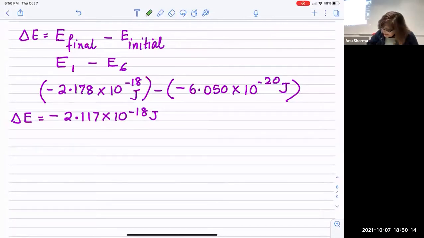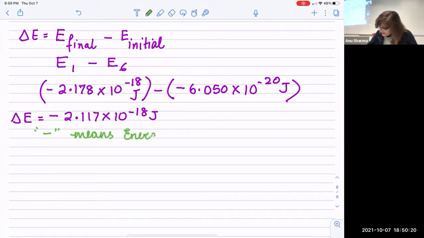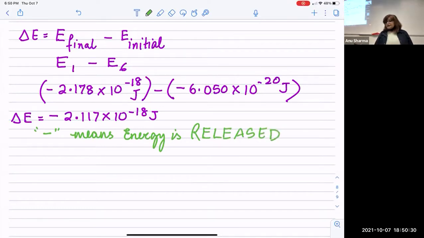So the negative sign means energy is released. When this is released, where is it going? It's going in the form of colors of light to the surroundings. You see the fireworks and all, that's what it is. The electrons jumping and giving you all those nice colors. That's what it is. So that was Bohr's model.